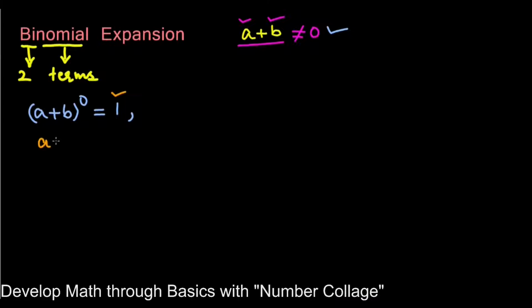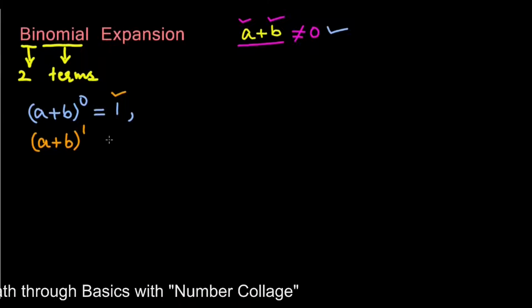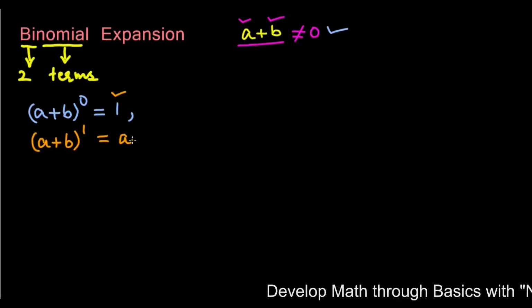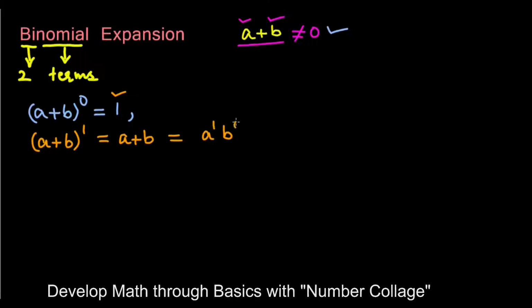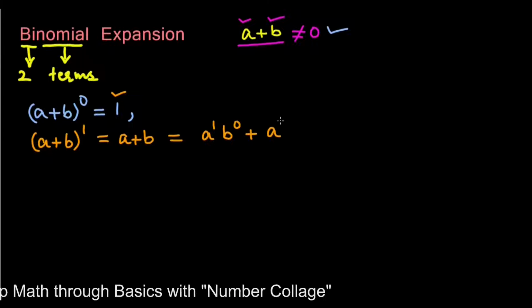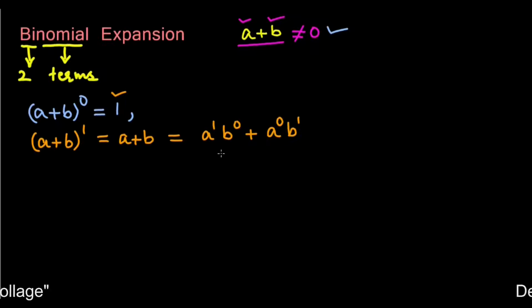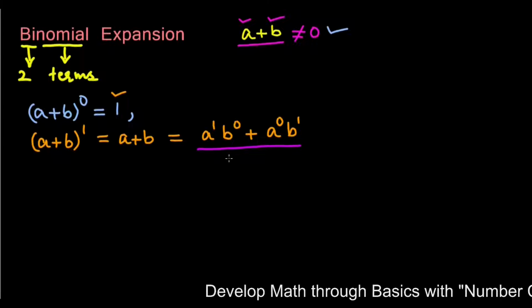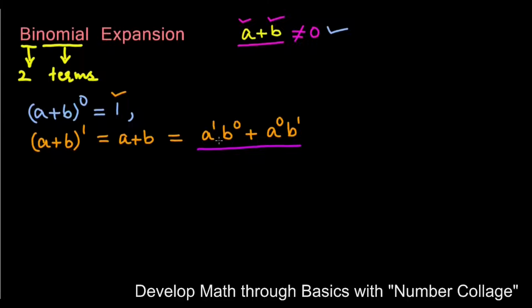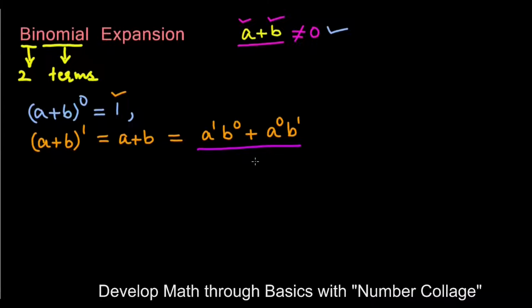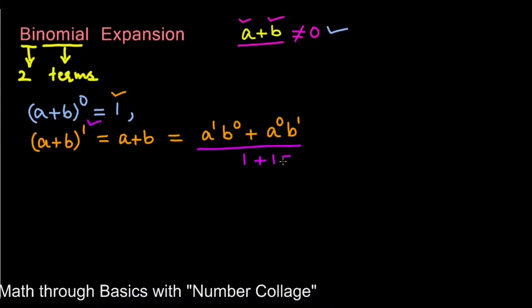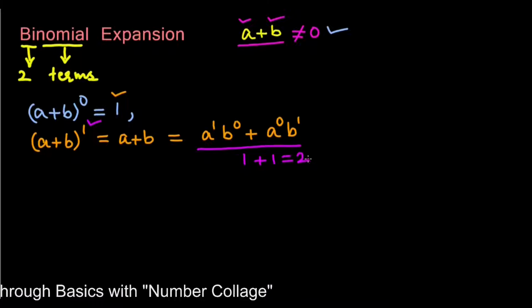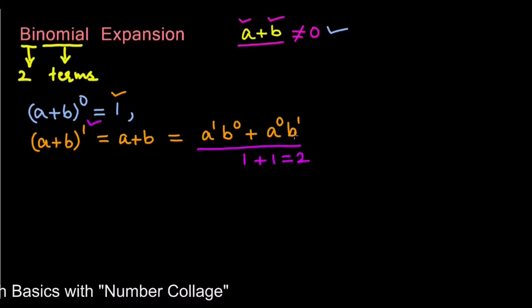Now consider a plus b raised to 1. It will be just a plus b, which we can rewrite as a raised to 1 b raised to 0 plus a raised to 0 b raised to 1. In this expansion, we observe three important things. First is the number of terms in the expansion is one more than the index 1 of the binomial, which is 2. So there are two terms, 1 and 2.